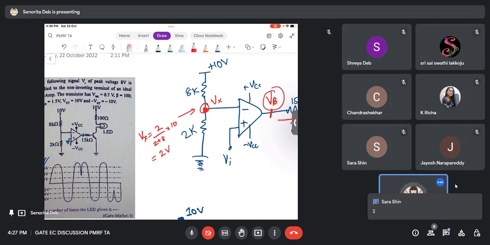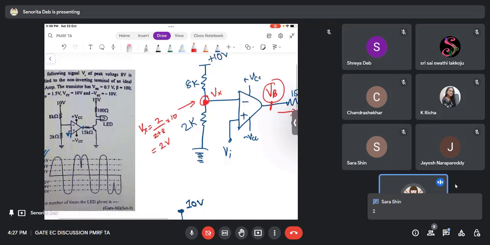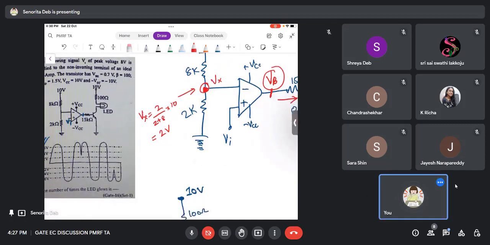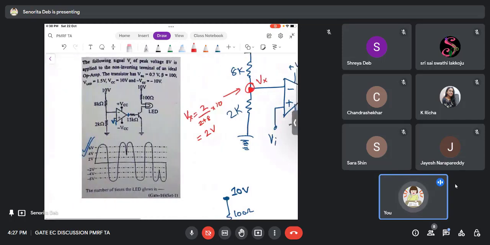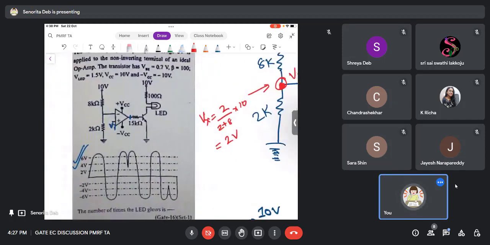So Vx is 2 volts. So Vi now gets compared to what? Compared to 2 volts. So now directly in the graph you see that this is my 2 volts line, right? So whenever the input voltage is above 2 volts, my LED is going to glow, right?